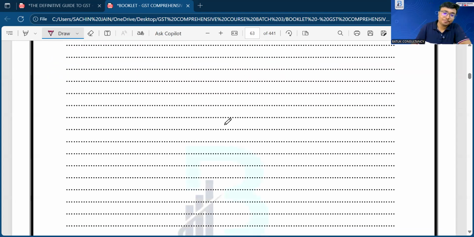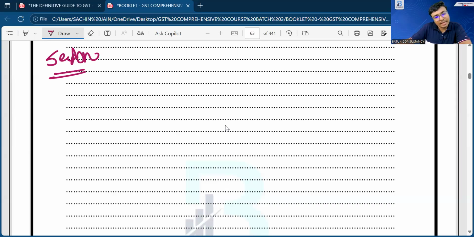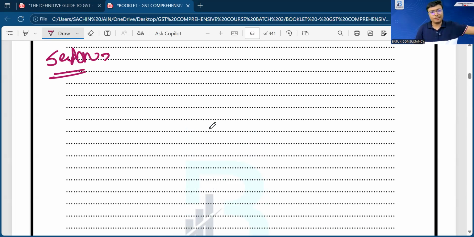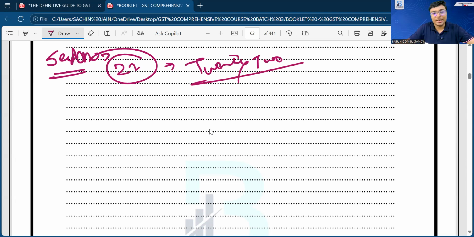Now, sir, now we'll link the same with the sections. As we all know, when my turnover crosses the limit of 20 lakh, normally there is a limit of 40 lakh as well in case of goods. But normally, when my turnover crosses the limit of 20 lakh, at that time I have to take the GST registration. So section number 22, sir, section number 22, 20 is the limit to take the GST registration.